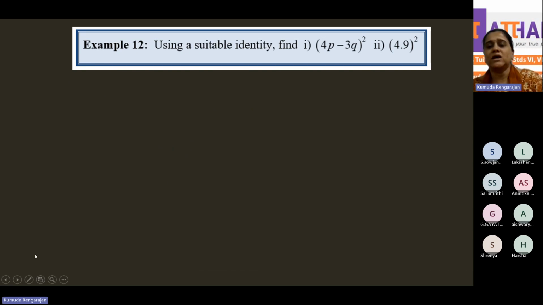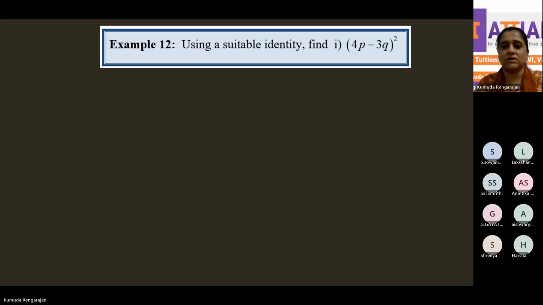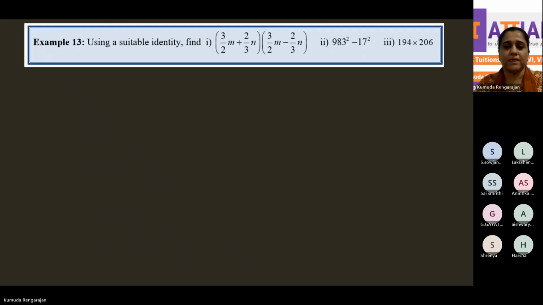In example 12, we have (a − b) whole square, that is (4p − 3q) whole square. And we have 4.9 squared. 4.9 is (5 − 0.1) the whole square, so you can work both using (a − b) the whole square. That was example 12. Now example 13.